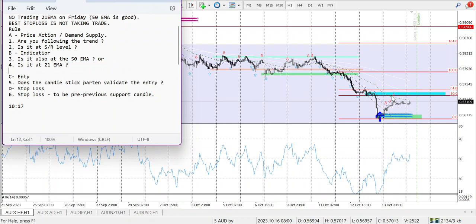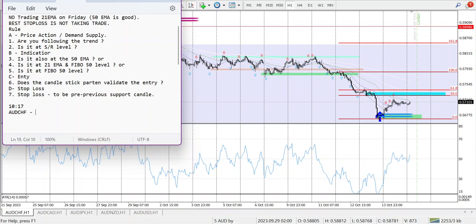Let me make one more. Is it at the Fibonacci 50 level? Yeah, we are waiting for that to also recover. And then it should be a proper candlestick. Then the stop loss. So my trade will be for AUDCHF. The first thing will be AUD, Australian dollar. So my first trade, which may happen today, is Australian dollar to CHF, to Swiss.